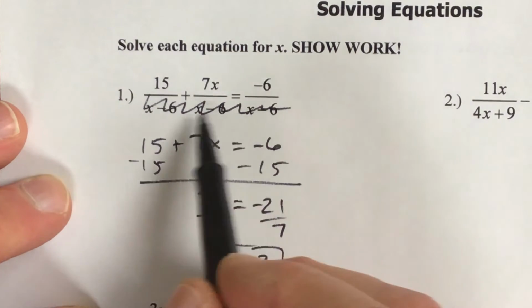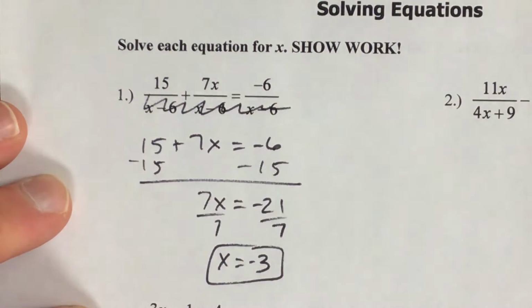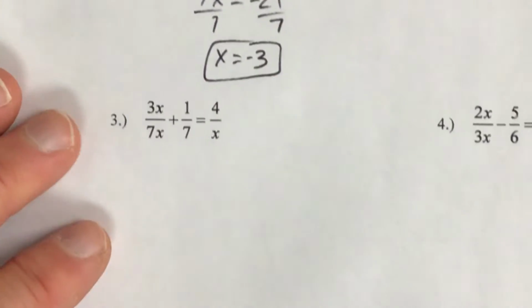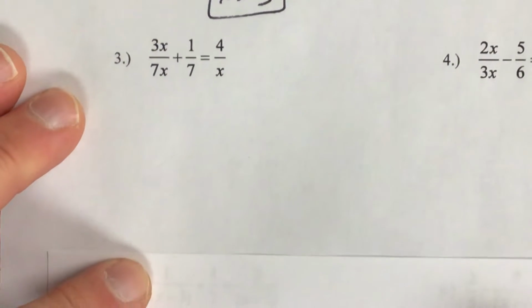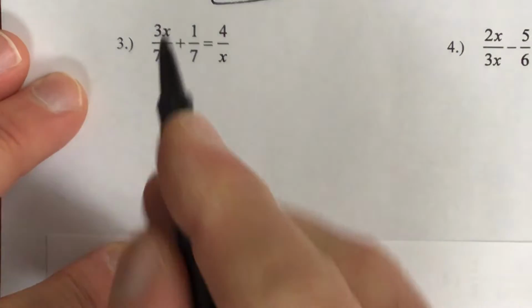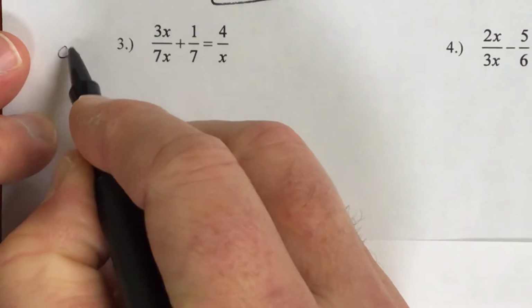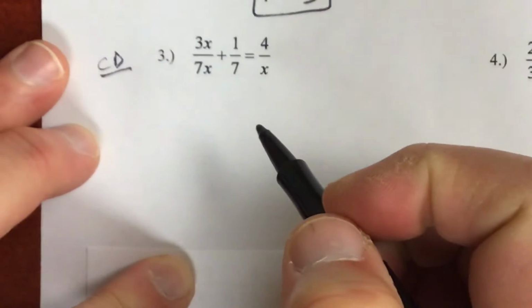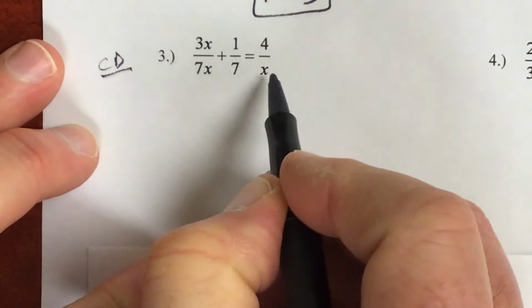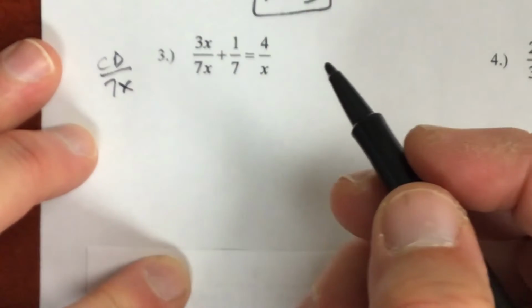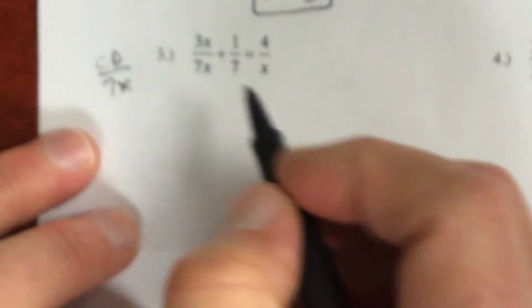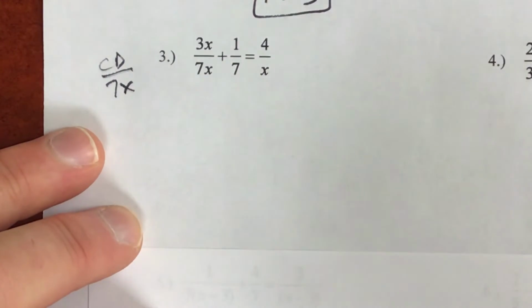Well, of course, the first ones are always the easy ones. Then we get into the ones that have different denominators. So what do you do here? Well, you have to talk about your common denominator. What is the common denominator of 7x, 7, and x? Well, it looks like it's 7x, because that's the factors. Remember, each factor has to be represented.